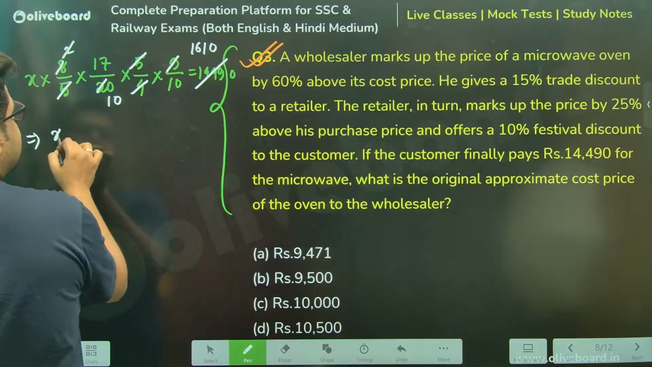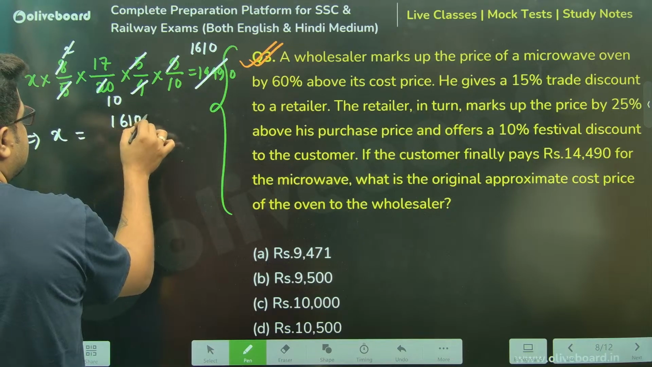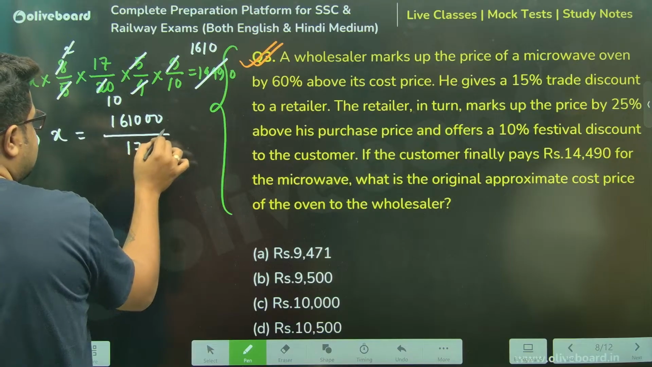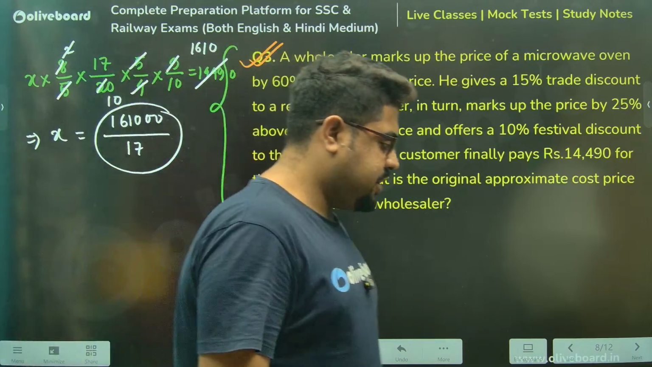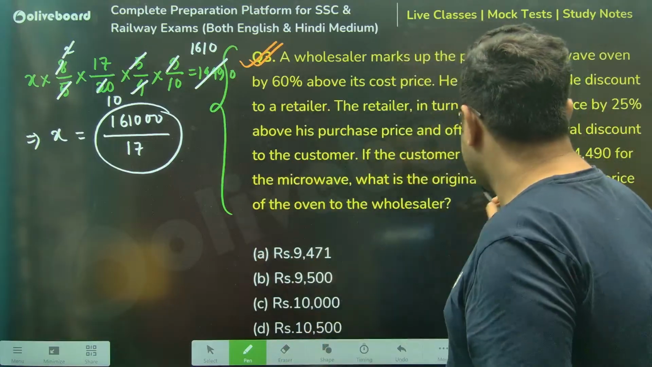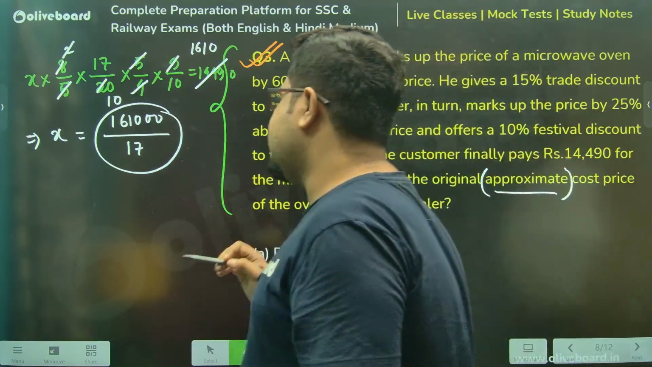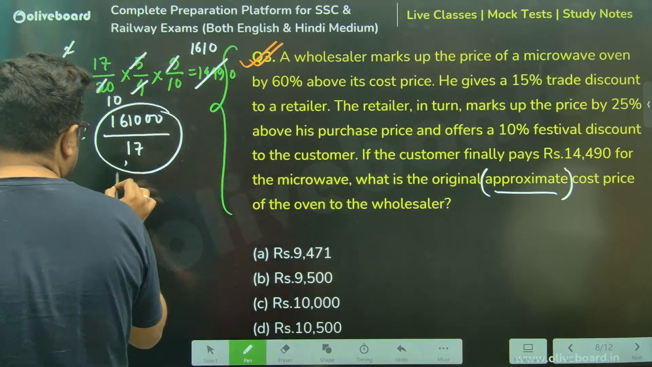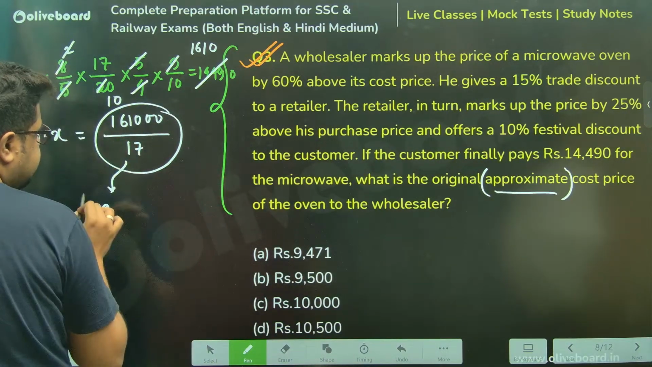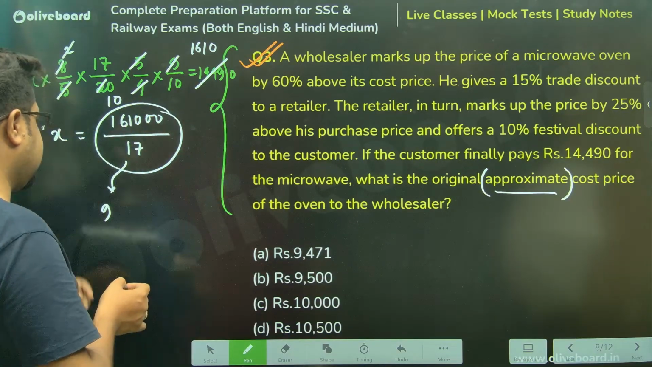So X I am getting as something like this. Everybody, please check. Please do the final calculation. This will be like this, okay? Because you see, if you guys are thinking, why am I not checking this? Because I know there is this word approximate. So calculation will be a little weird. So 17, अच्छा चलो मैं कर ही देता हूँ. 17 nines are 153, sir, right?